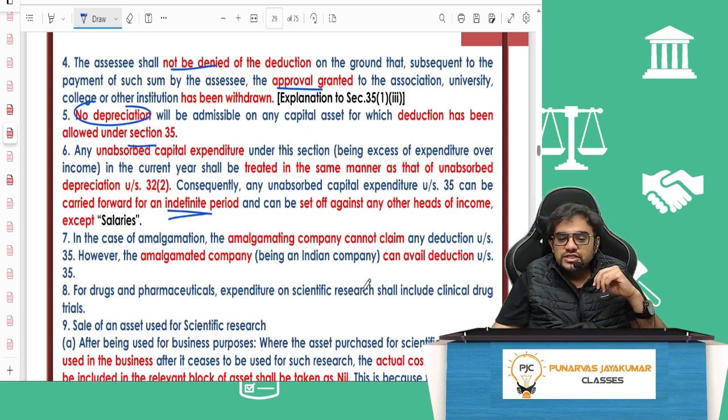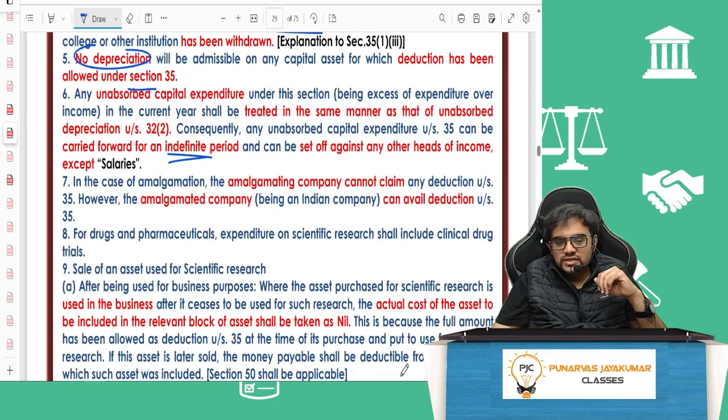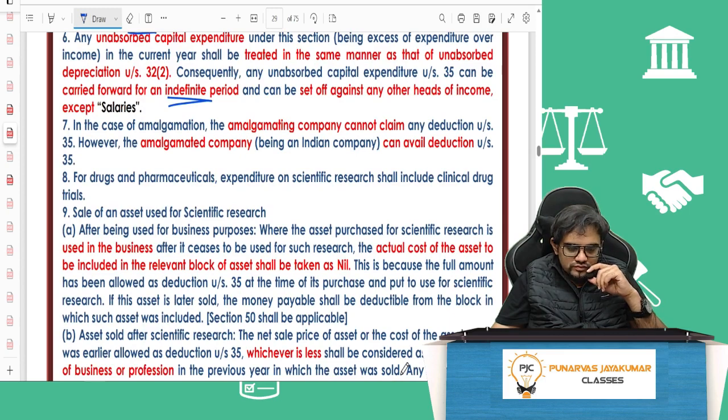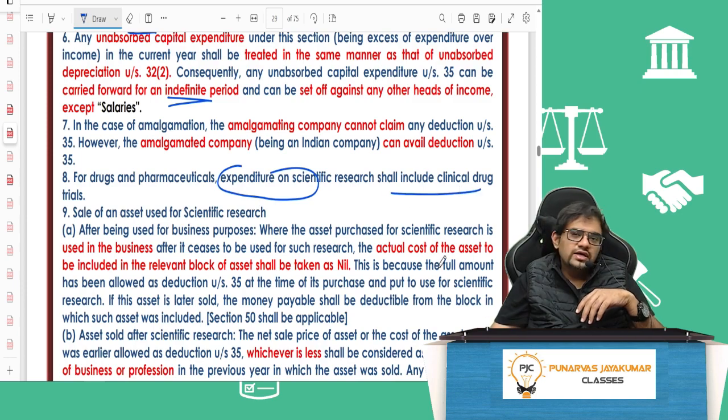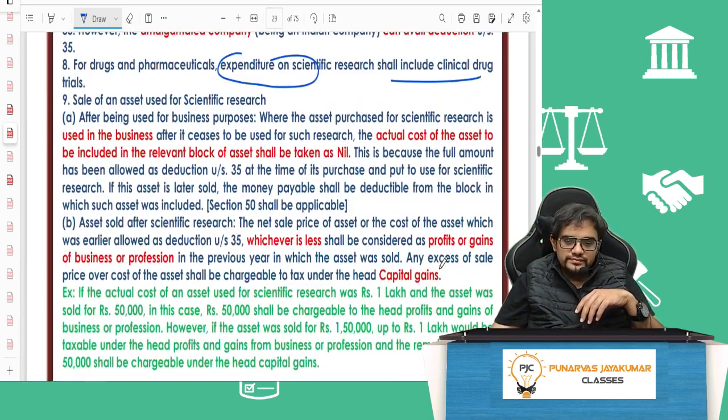As far as amalgamation is concerned, the new company, the amalgamated company, can avail the deduction. That's what it is. Now, what about AstraZeneca? AstraZeneca came up with the COVID vaccine. Bharat Biotech came out with Covaxin. In all these cases, there would be some clinical drug trials before the entire vaccination. Obviously, there are a lot of drug trials. So, for drug and pharma companies, expenditure on scientific research shall include clinical drug trials as well.